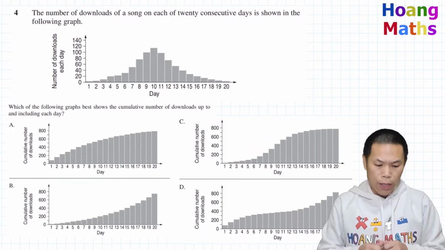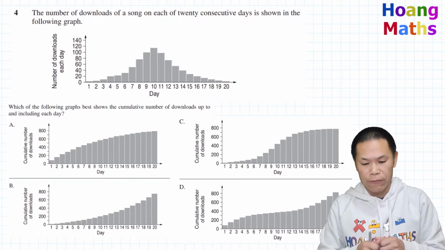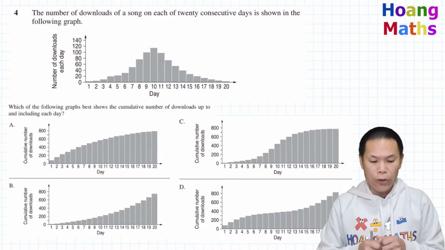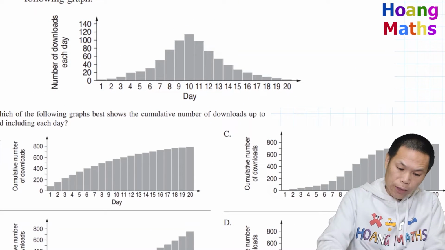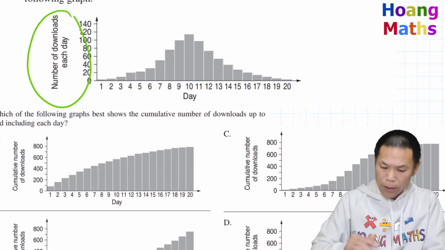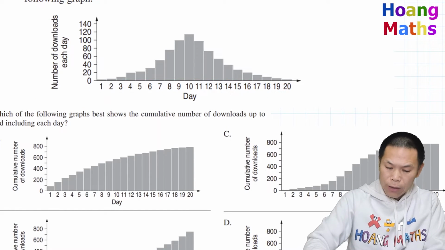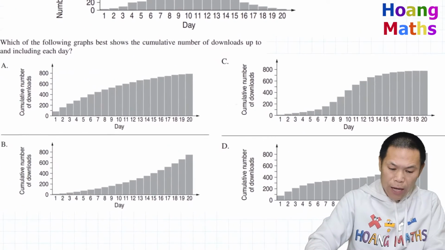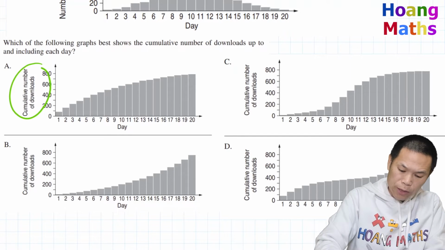Question number 4. The number of downloads of a song on each of 20 consecutive days is shown in the following graph. If you have a look at the graph here, the heading is the number of songs downloaded each day, and this is the number of days. Keep that in mind. The graphs below are cumulative frequency graphs, so we add up the frequency.